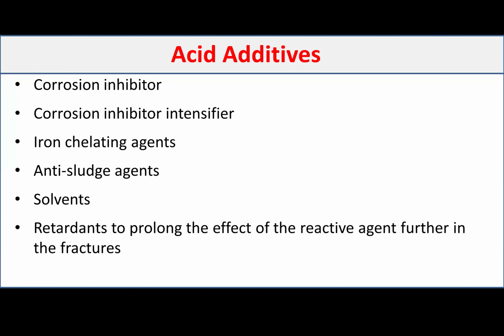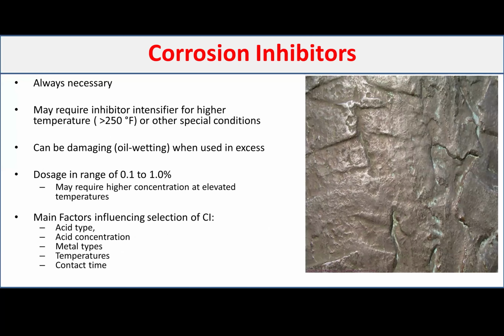So we'll cover a few of them. The first and most important one is the corrosion inhibitor, and again, it is always necessary. There is no acid formulation without corrosion inhibitor. If you see one without it, that's when there's something wrong. Sometimes we add with a corrosion inhibitor the corrosion inhibitor intensifier, and that's usually when the temperature is too high, like above 250 Fahrenheit. If the temperature is high, that's when we use the intensifier. If the temperature is low, we don't use the intensifier.